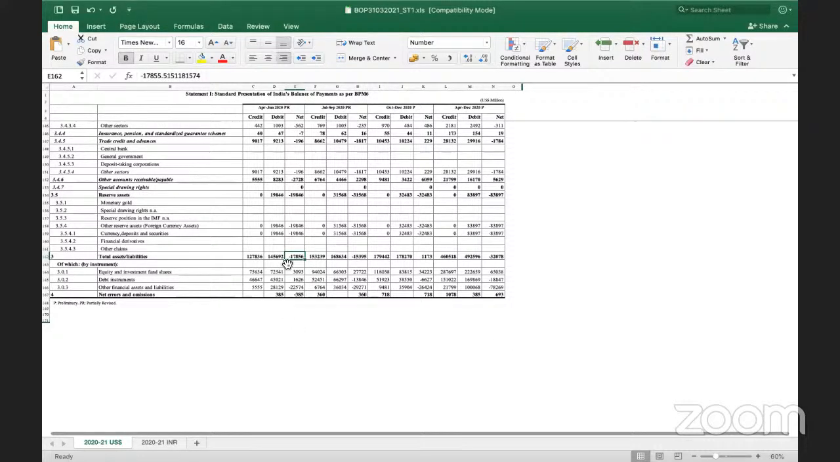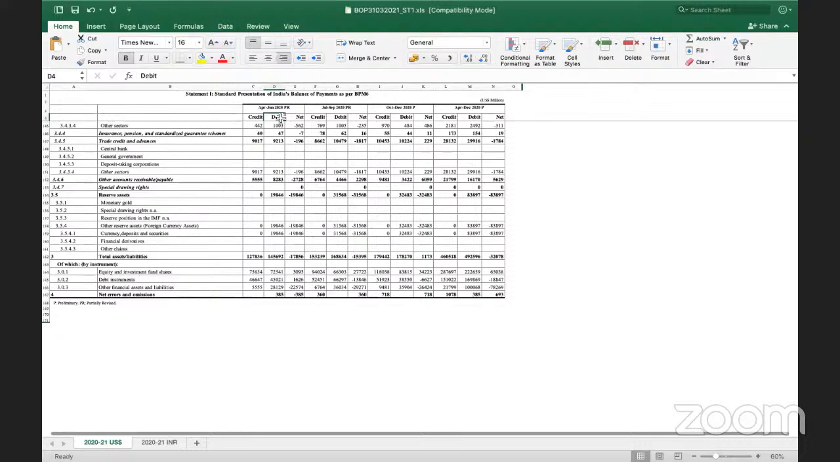For 2019 it was 14,000 positive. Now this is 17,000 negative. Net, I'm talking about. There is a debit, there is a credit. What is credit? What is debit? Every time the foreign exchange flows into the country, it is credited. Every time the foreign exchange flows out of the country, it is debited.